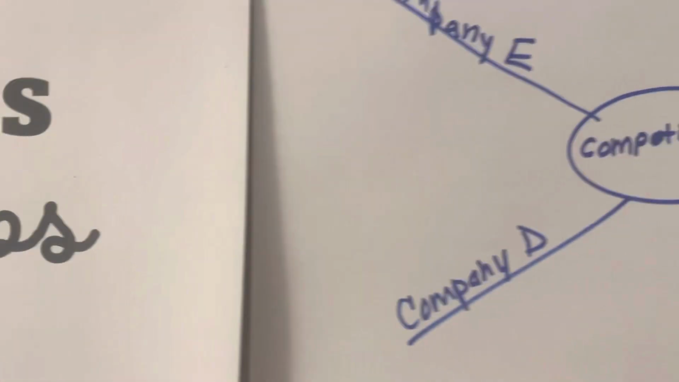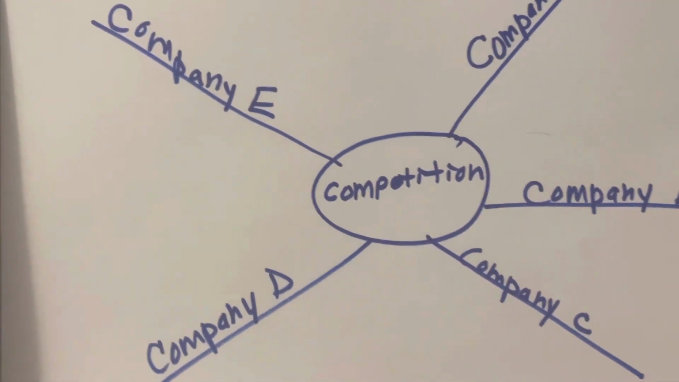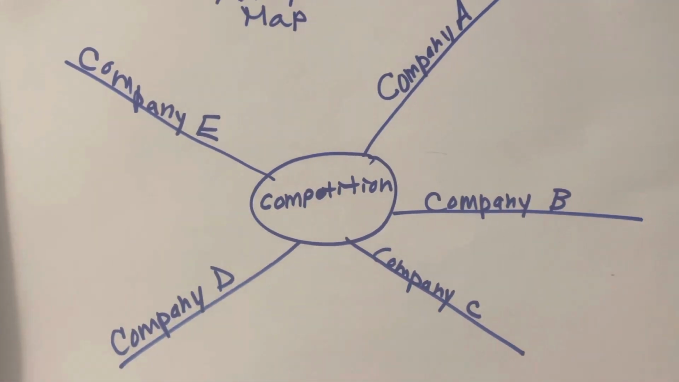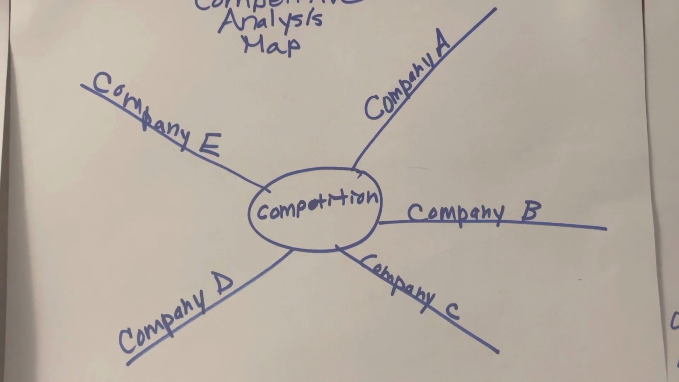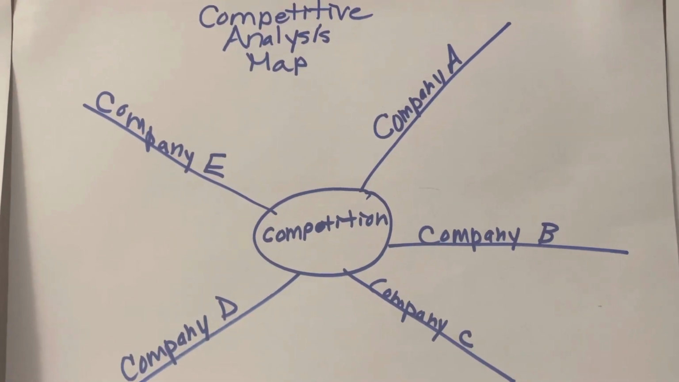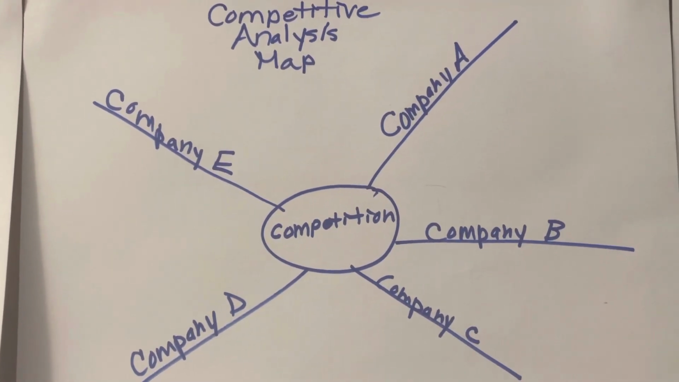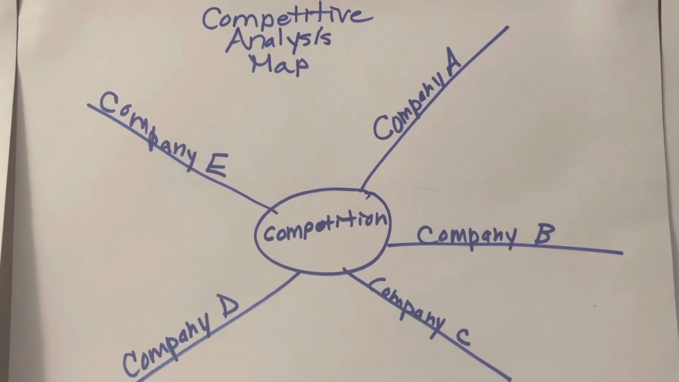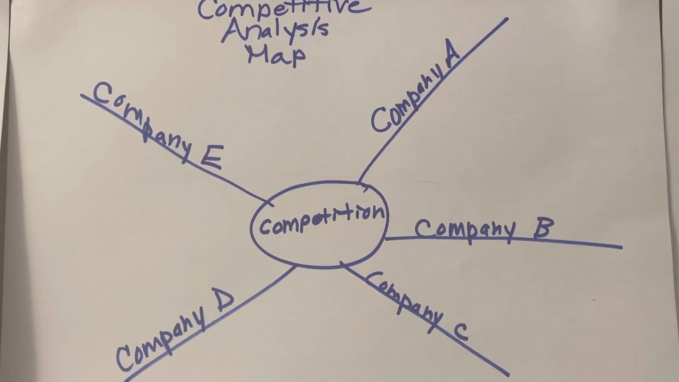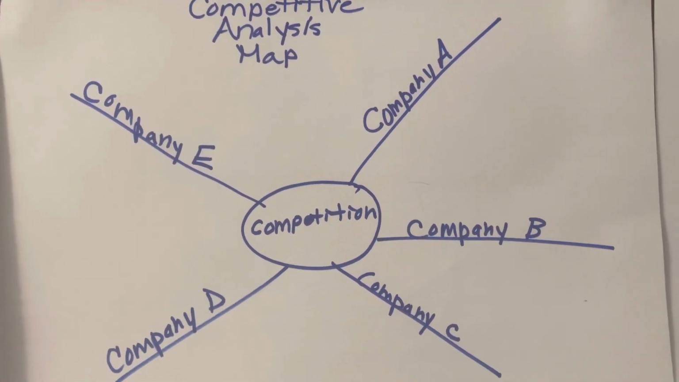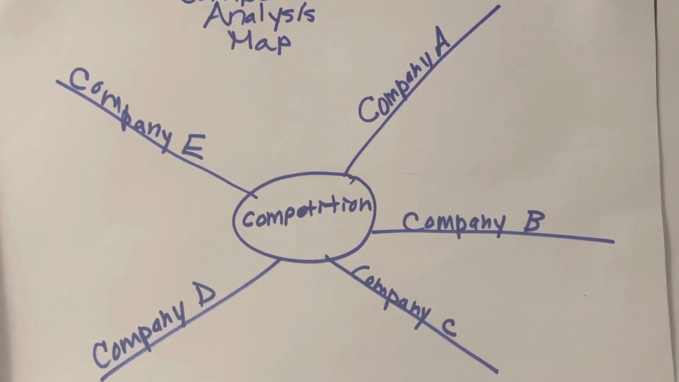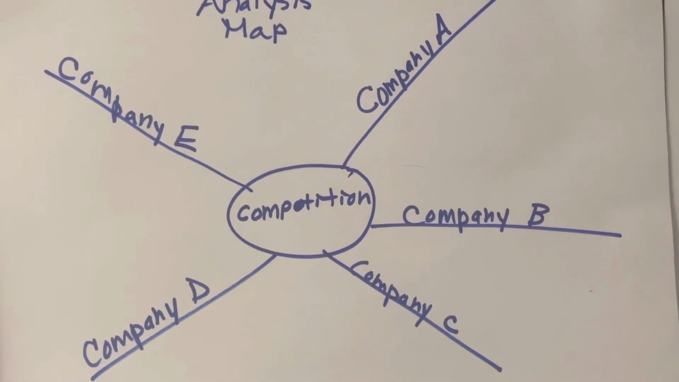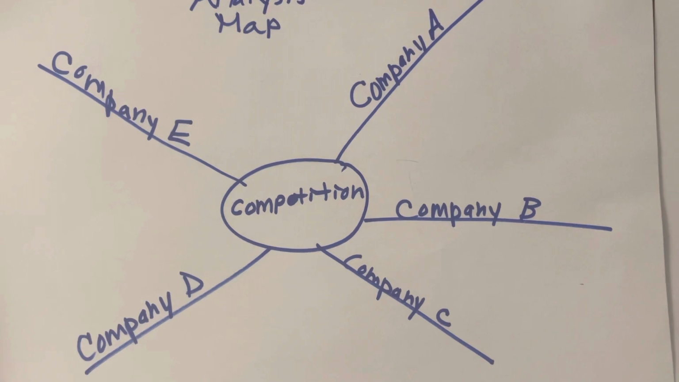So let's take a look at an idea here that you could use a mind map to assess your competition. And this is a pretty basic one. So this would be more like a small business or a company that hadn't done much in competitive intelligence before. So competition goes in the middle, and that's your subject. And then you have a branch for company A, B, C, D.